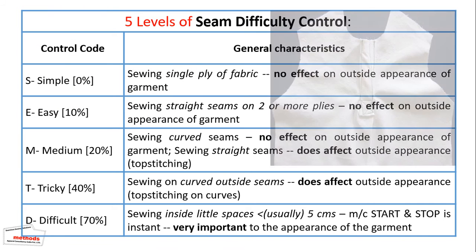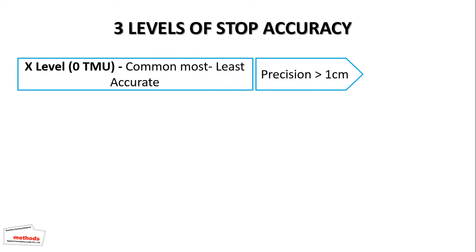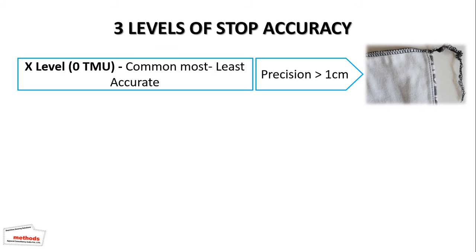Moving on to the accuracy levels. There are 3 levels of stop accuracy. The first level is called X level and accounts for 0 TMUs. This is the commonmost stop accuracy level and is the least accurate. The precision for stop required over here is more than 1 centimeter. An example would be runoffs after overlocks.